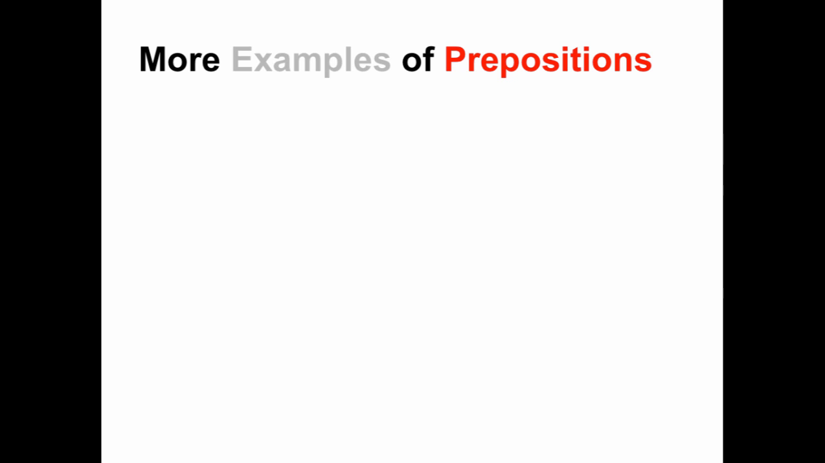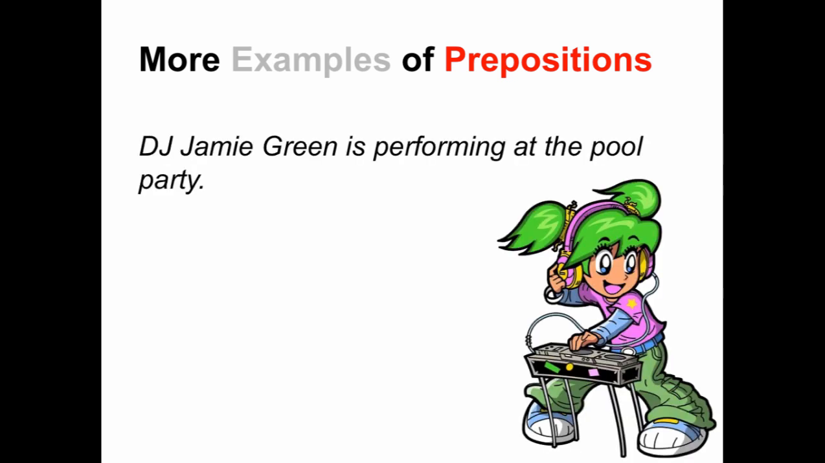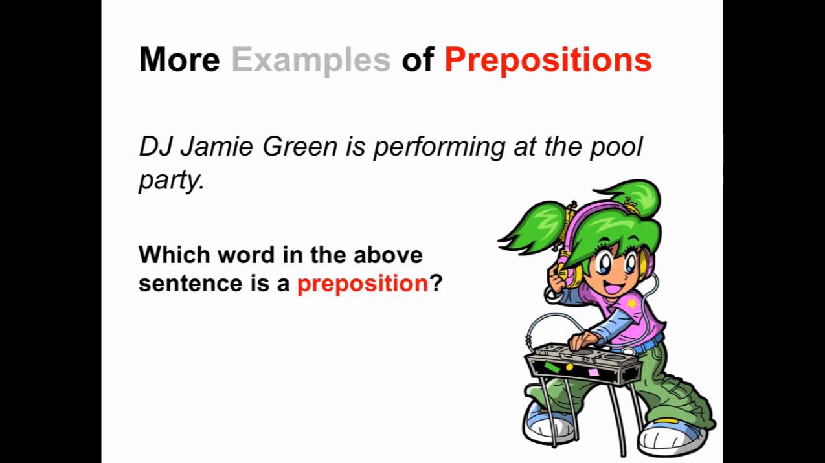Here's another example of a sentence with a preposition. DJ Jamie Green is performing at the pool party. Which word in this sentence is a preposition? At is the preposition in this sentence. It is expressing the relationship between the verb phrase is performing and the noun pool party.